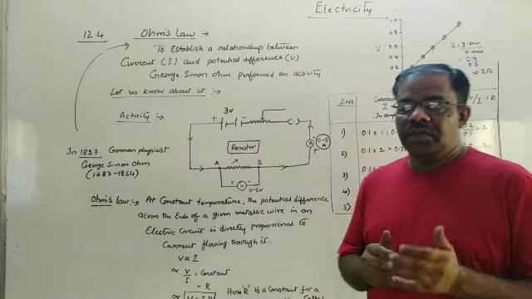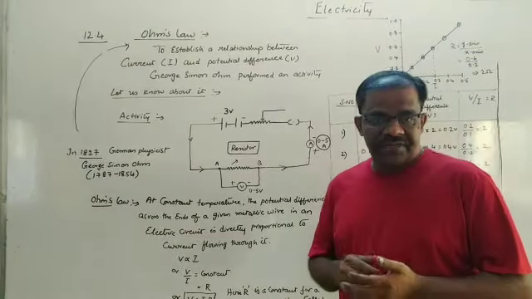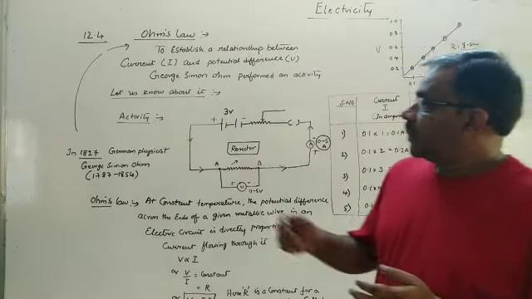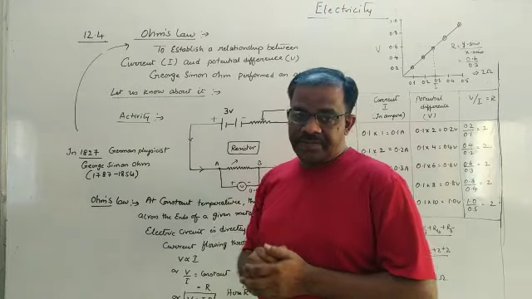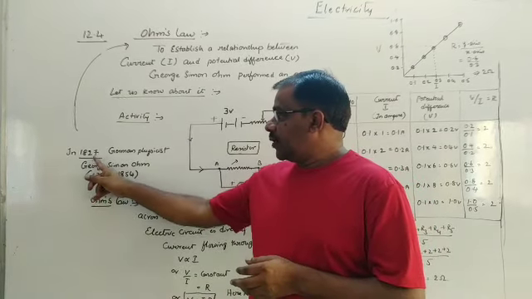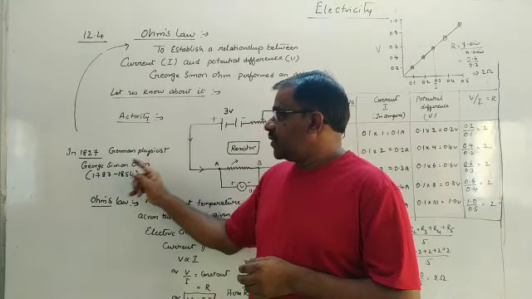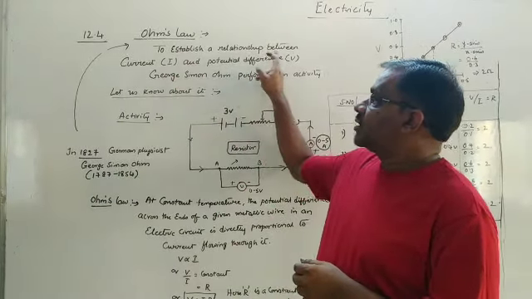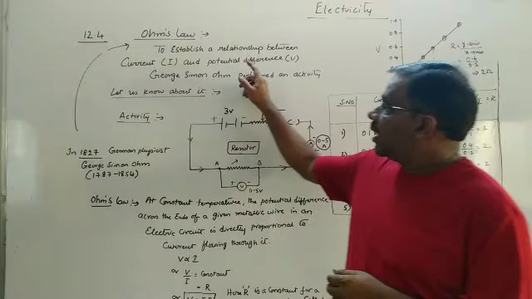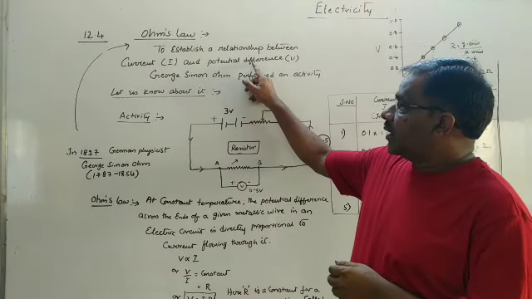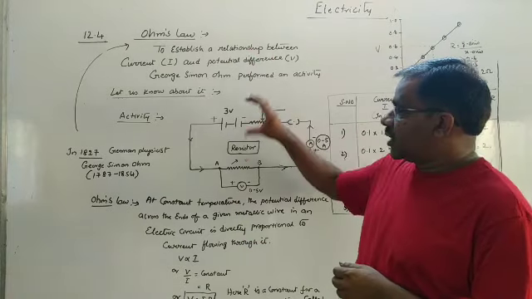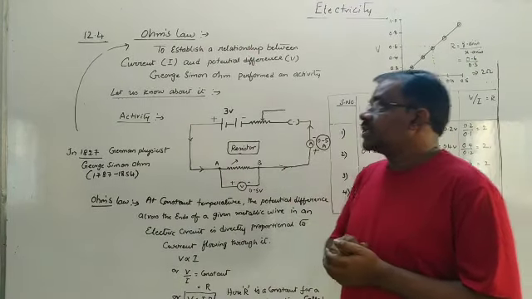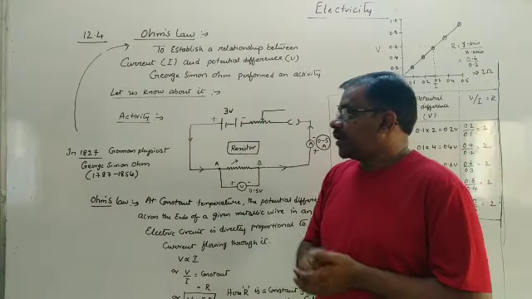Now, we learned about potential difference, and we learned about electric current. Now, we are going to study Ohm's law. In the year 1827, a German physicist called Georg Simon Ohm wanted to establish a relation between electric current and potential difference. He did this using a particular activity. Let us try to know what the activity is, and then we will define Ohm's law.